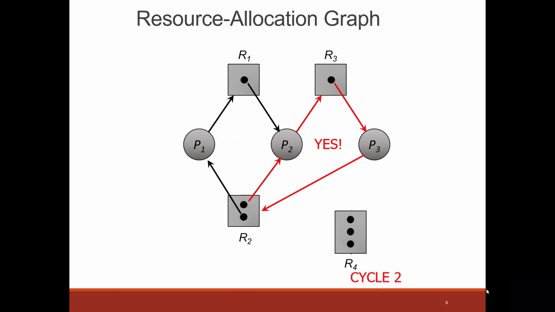There's another cycle as well. P2 can't make forward progress because it needs resource 3, but that's held by P3, which can't make forward progress because it needs resource 2, and that's held by P2, unfortunately. So we have another cycle whereby we can't make forward progress.